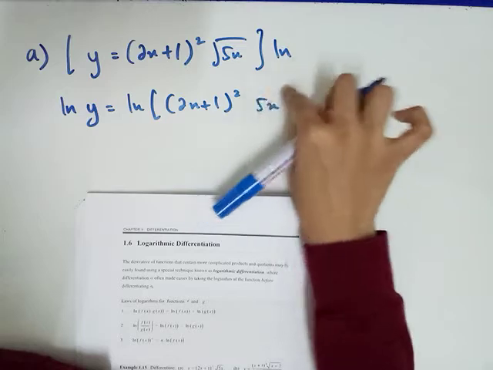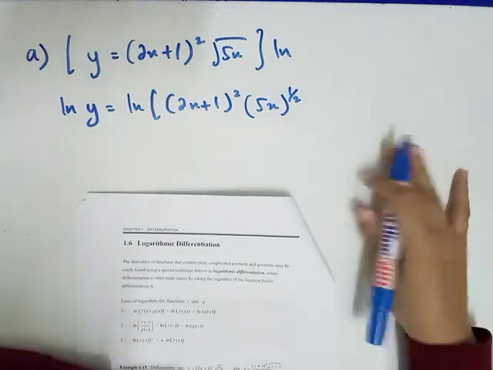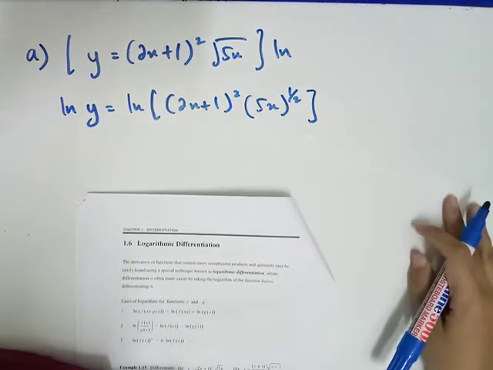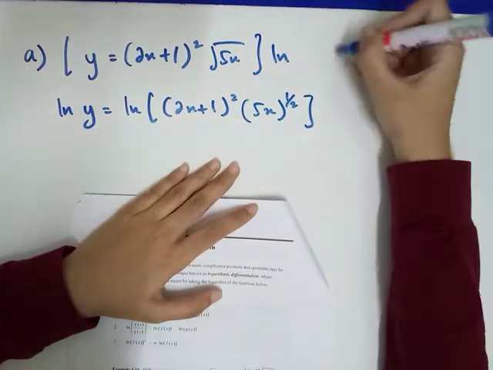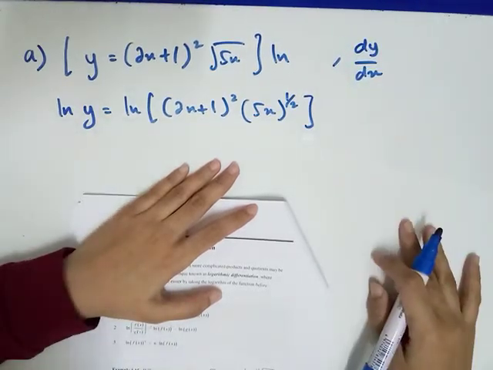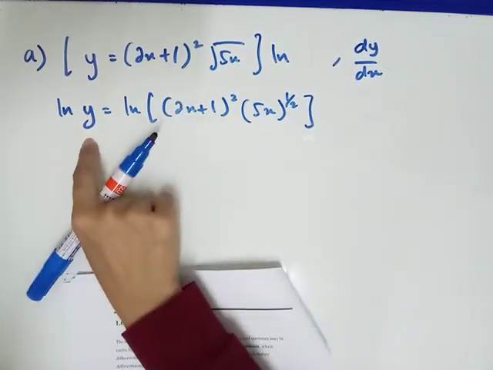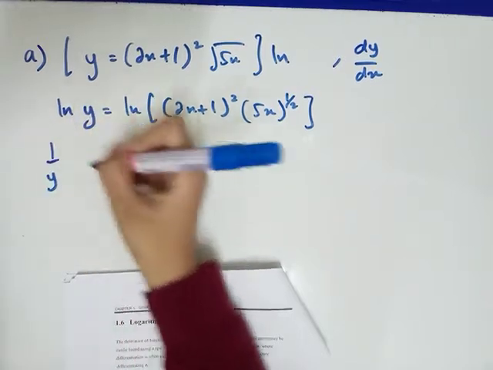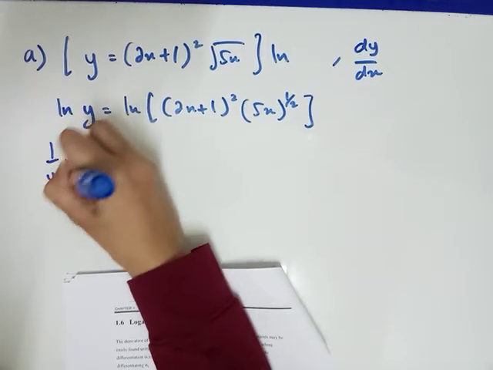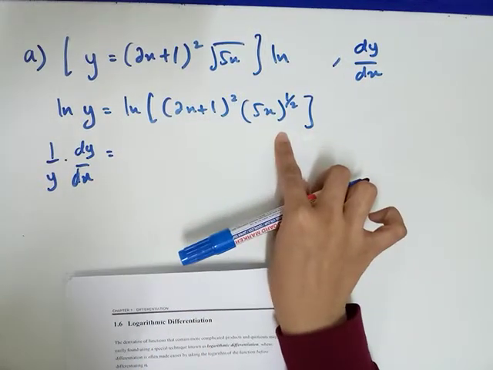Or you can change the square root to become power 1 over 2. It makes it easier for you to calculate. From this question we need to find dy over dx using the law of logarithm. So you need to differentiate both sides. Differentiate ln y, it will become 1 over y. When you differentiate the variable y, you need to add dy over dx.